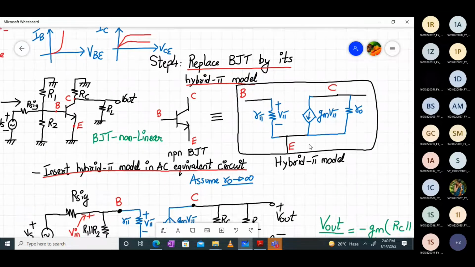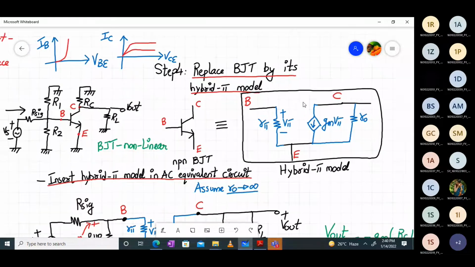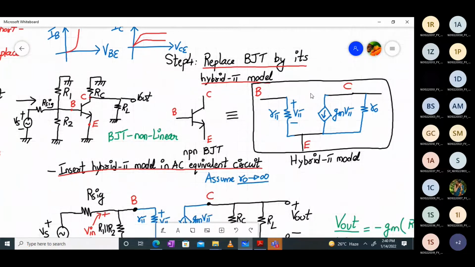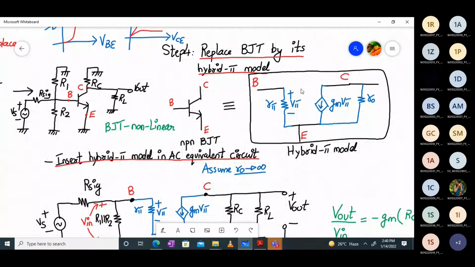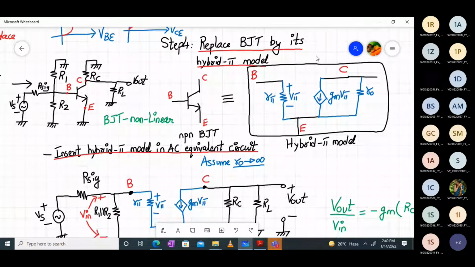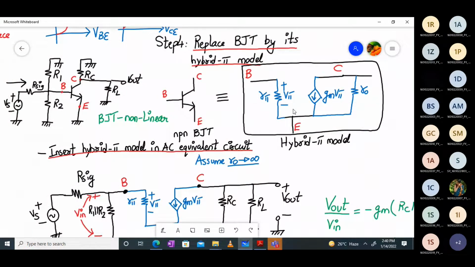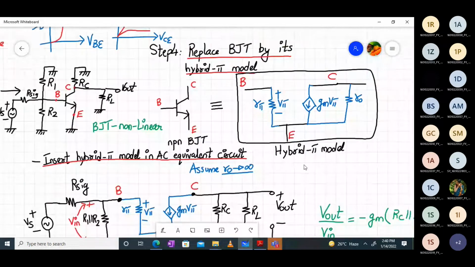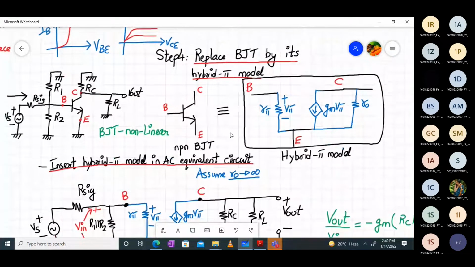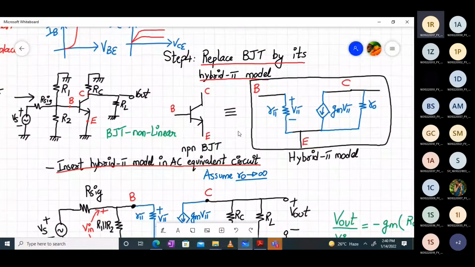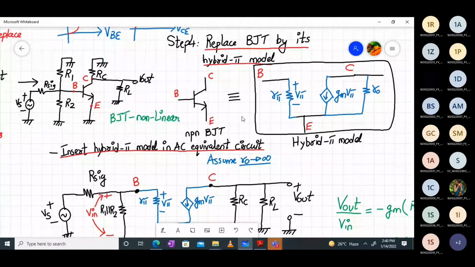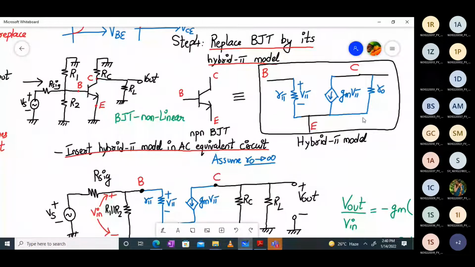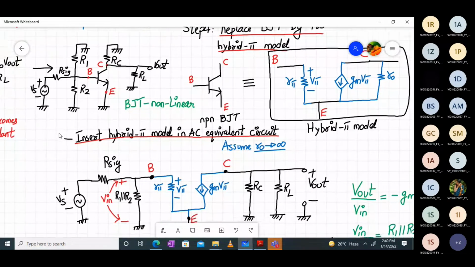So this is my hybrid pi model. You have all been taught in this fashion only, no? If I'm saying anything different, just let me know. Is everyone comfortable with the hybrid pi model? Any doubt over here? Everyone clear about it? Okay. I will share separately a recorded video where I've explained how this hybrid pi model is a linearized version of the BJT, so you can refer to that for further details. I'll share it after the lecture.